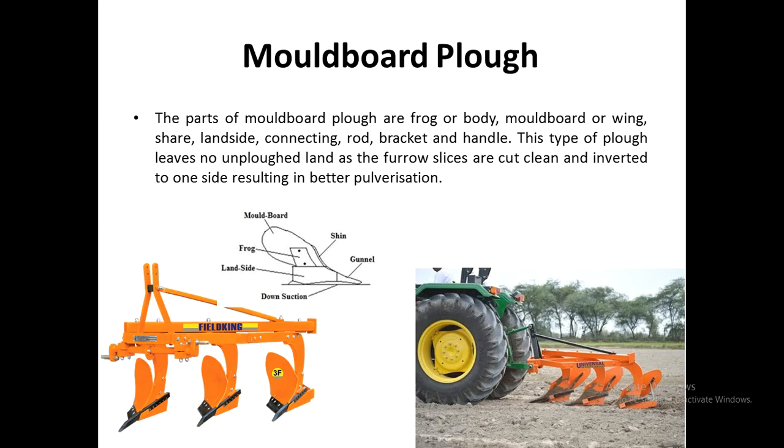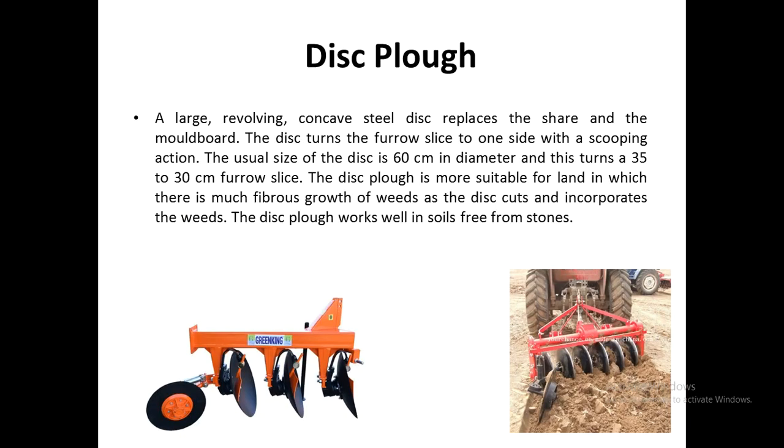Moldboard plow. Moldboard plow is also a commonly used primary tillage implement. It cuts and uplifts the soil and overturns it to one side only. Some of the major components of the moldboard plow are the moldboard, the frog, the land side, the shin, the gunnel, and the down suction. The disc plow is also a very commonly used primary tillage implement. It has a number of discs which rotate and it cuts the furrow slice and throws it to one side. Generally, the disc is 60 centimeters in diameter, and it turns a furrow slice of about 35 to 30 centimeters.